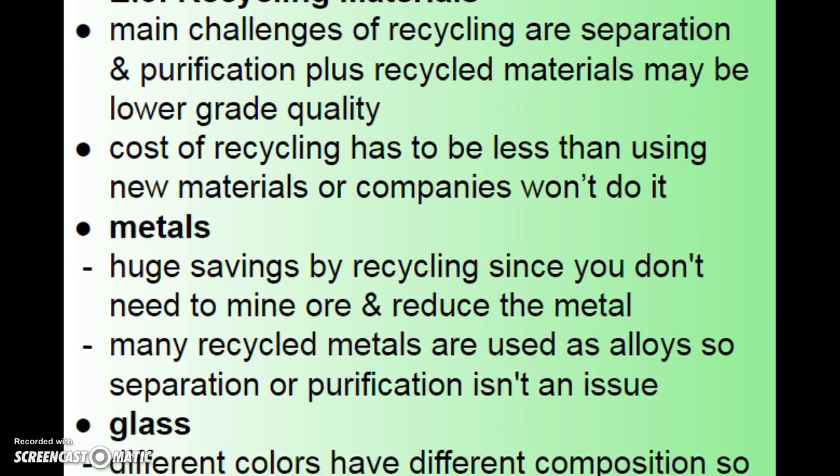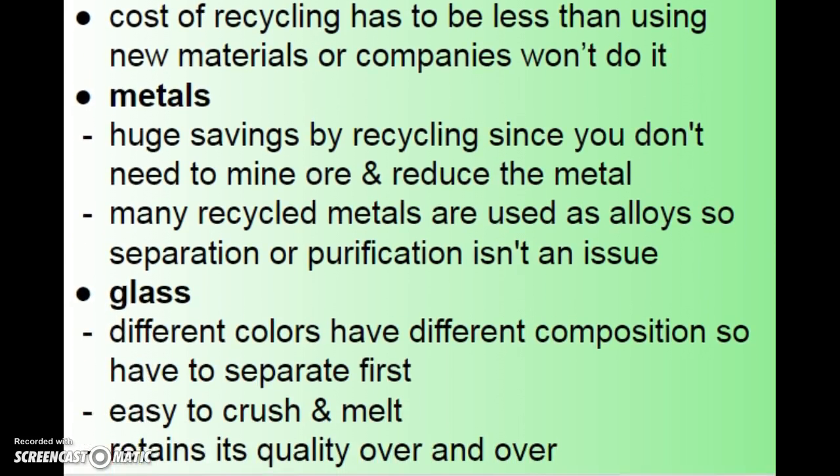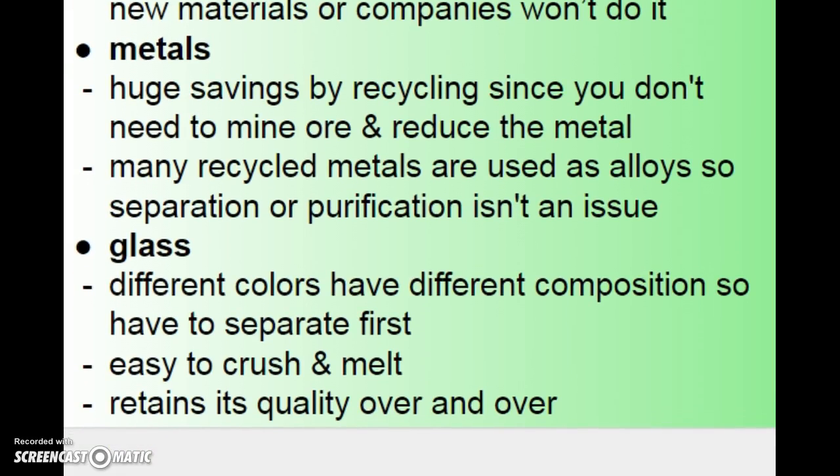So getting people to recycle metals, getting companies to be on board recycling metals, that one's easy because there's huge savings. Because typically to get a metal, you have to mine the ore or the rock it's in. You have to pulverize that ore, and you have to somehow separate the metal out. And the separation technique often involves a lot of toxins, so all kinds of issues with it. The other thing with metals that makes it pretty easy to recycle is many recycled metals are used as an alloy, so they don't worry about having it separated and purified.